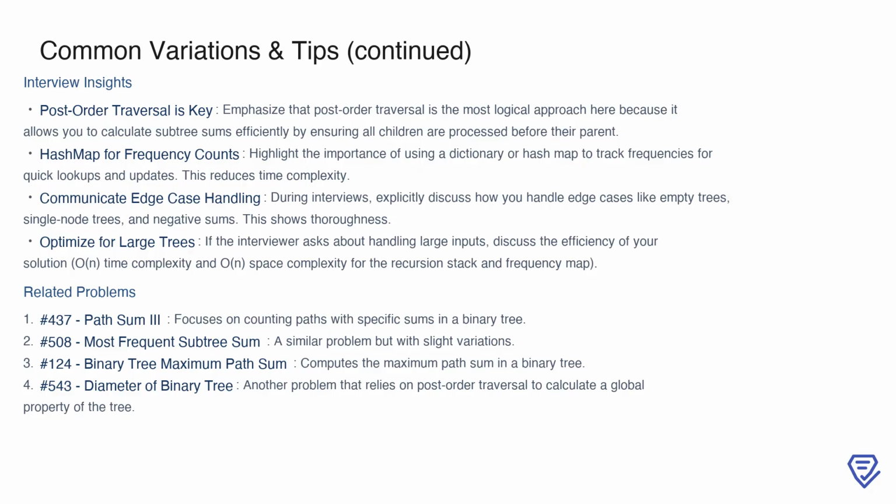If asked about optimizing for large inputs, you can discuss the efficiency of your solution, which should have a time complexity of O(n) and a space complexity of O(n) to account for both the recursion stack and the frequency map. Additionally, it might be helpful to mention related problems, such as Path Sum 3, which involves counting paths with specific sums, or Binary Tree Maximum Path Sum, which focuses on maximizing path values. These problems can provide further context and demonstrate your ability to draw connections between similar challenges.